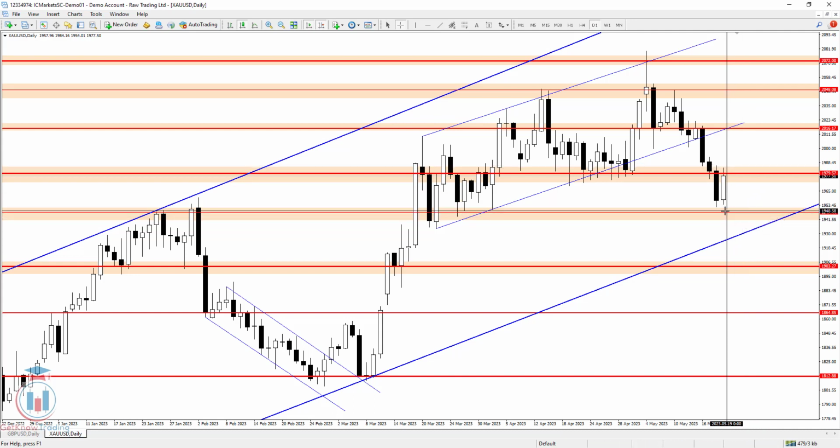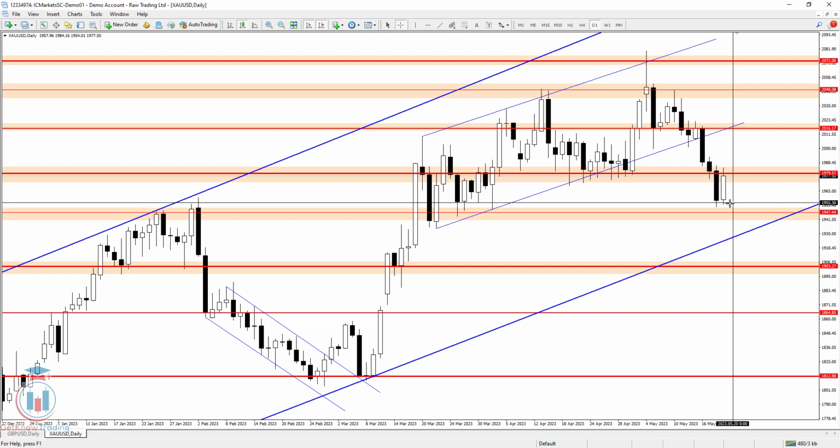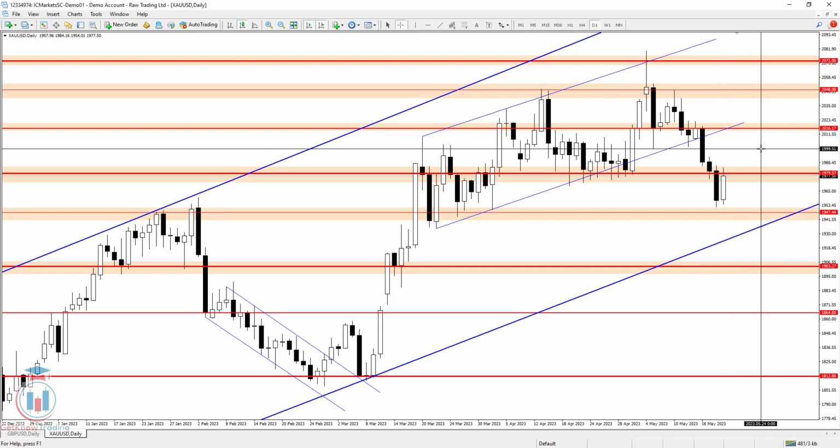When this happens, we have seen that the critical levels for the weekly and also monthly time frame will be broken to the downside and also to the upside.